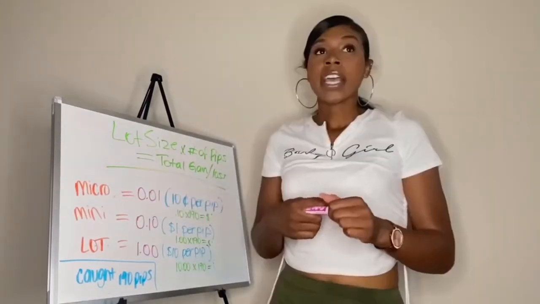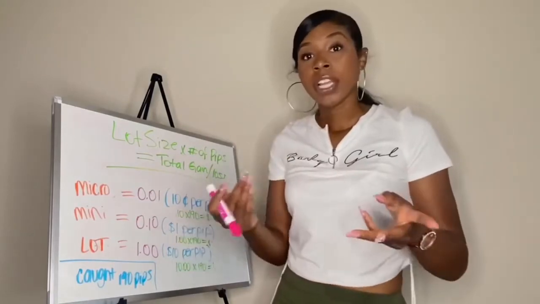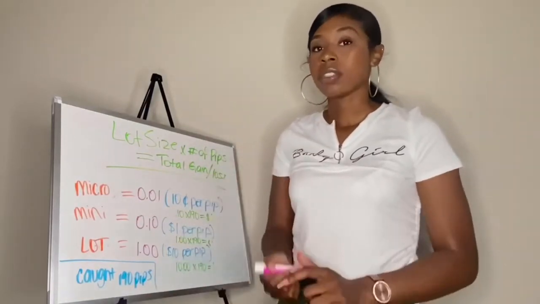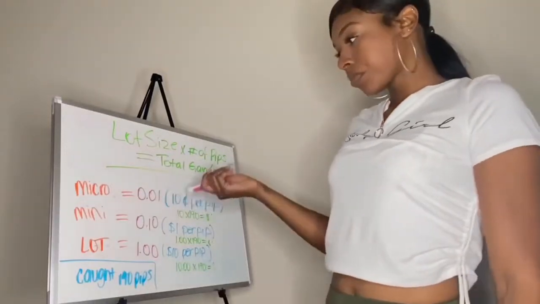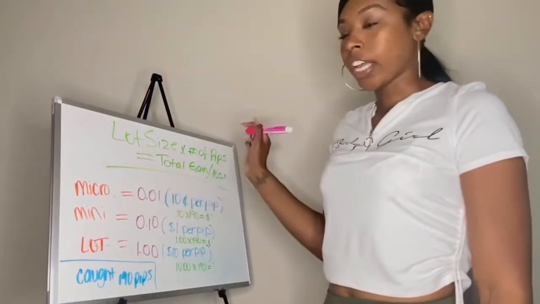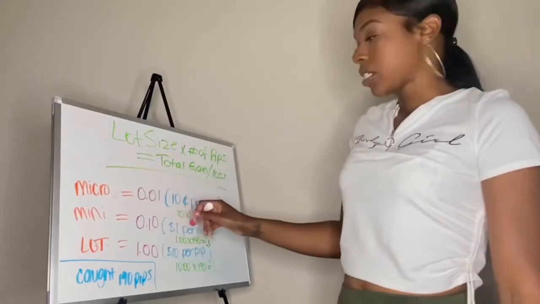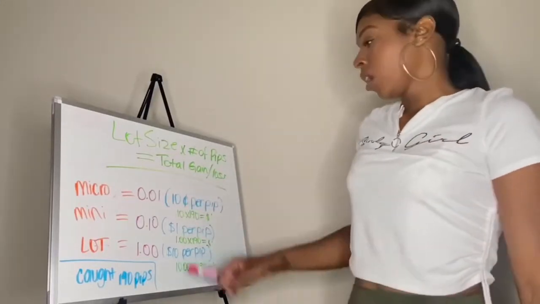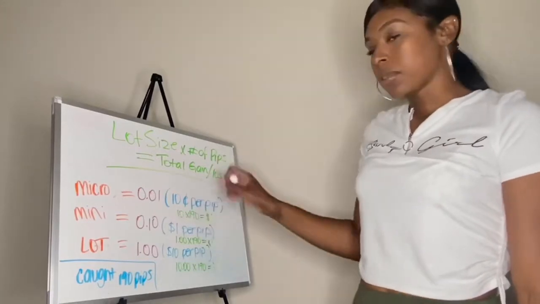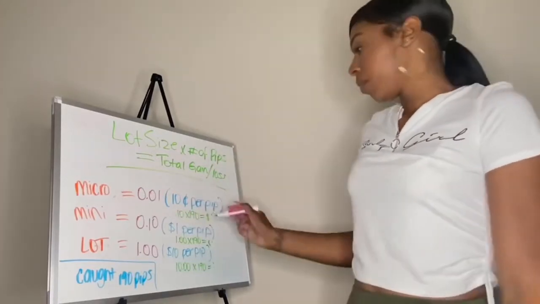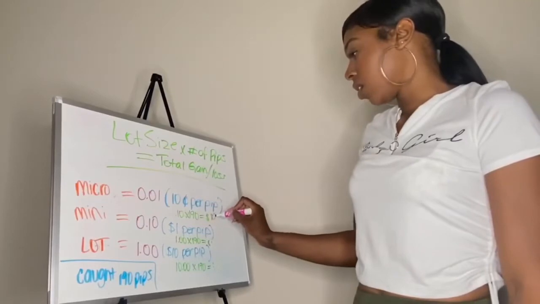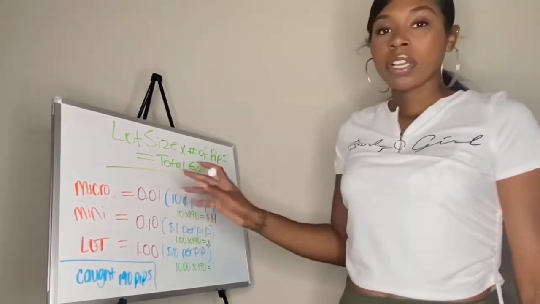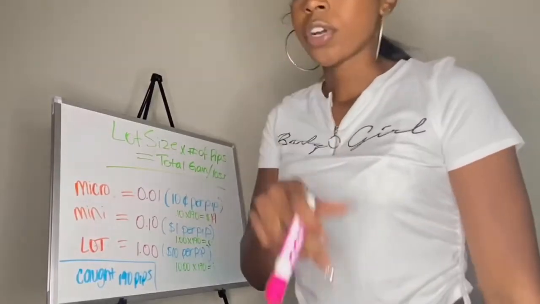So say I caught 190 pips this morning, then this would apply to all the lot sizes that I'm about to show you right now. So basically, if you were to put a 0.01 on the trade, that means it would be equal to 10 cents per pip. So if you caught 190 pips, you would simply multiply your 10 cents times the 190 pips, and that would mean you would make $19. That means you could have made $19 off that one trade, right?